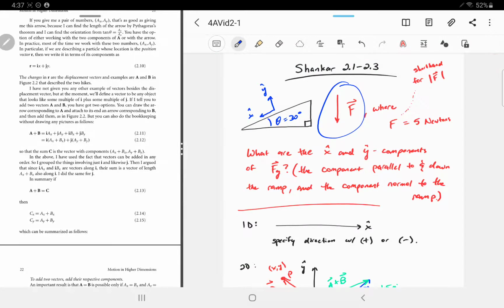So we have a force that's vertically downwards of magnitude 5 newtons, and we want to talk about the pieces in this coordinate system. So x is parallel to the ramp, down the ramp, and y is perpendicular to the ramp. Right? And you can probably guess whether the x and y components are positive or negative. So you might want to pause the video and guess yourself, but guess whether the x and y components of f are positive or negative.